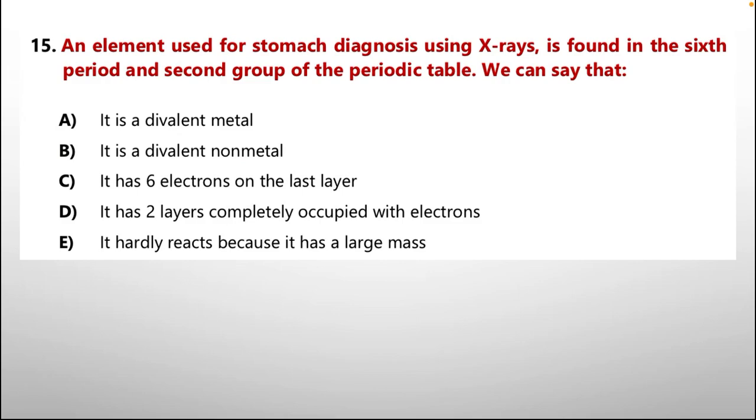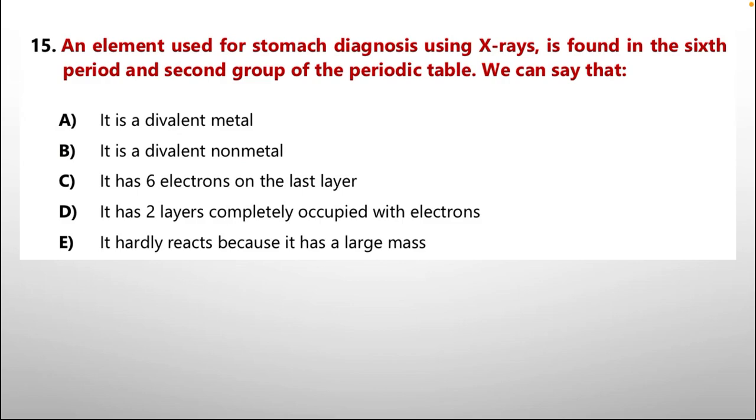Question number 15. An element used for stomach diagnosis using X-rays is found in the 6th period and 2nd group of the periodic table. We can say that options are given. A, it is a divalent metal. B, it is a divalent nonmetal.